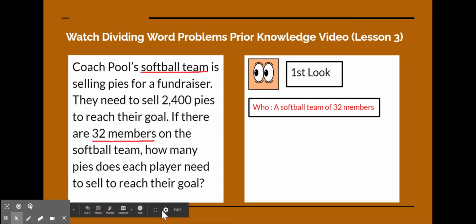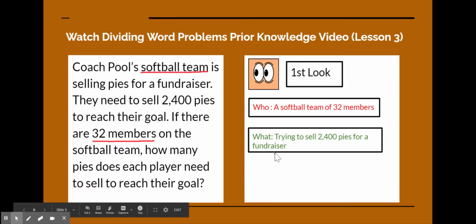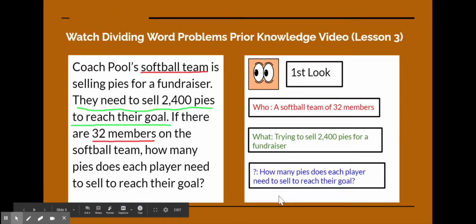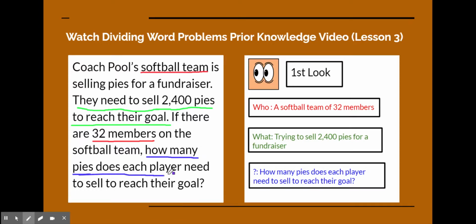What are these 32 members of the softball team doing? Trying to sell 2,400 pies for a fundraiser. What is our question? How many pies does each player need to sell to reach their goal?